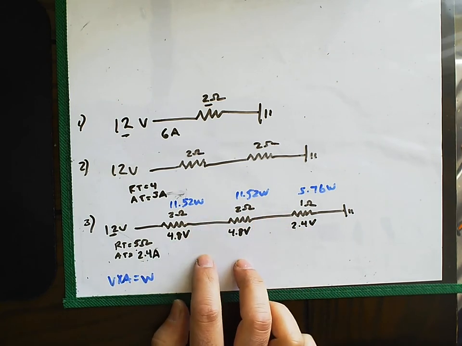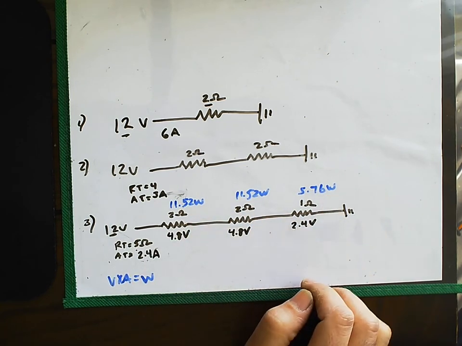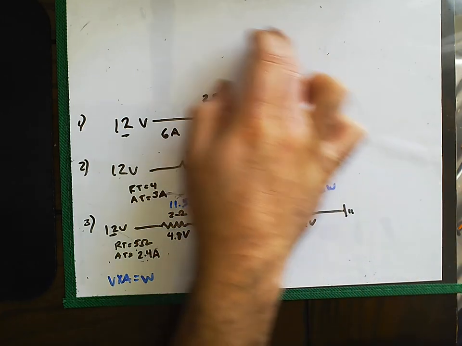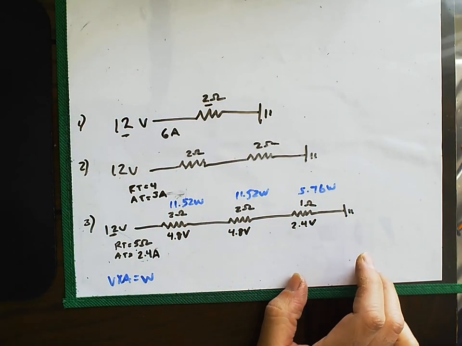These 2 bulbs are going to be equally as bright. This one is going to be about half the brightness. These are the series circuit formulas.